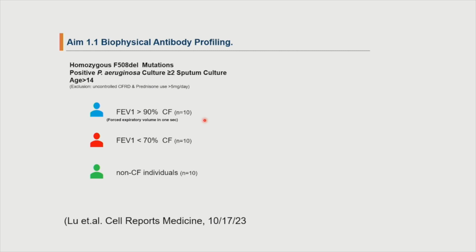So we decided to take a serum approach because obviously, since we were getting B cells from patients undergoing bronchoscopy, that's a clinically biased population, right? It's patients requiring clinical bronchoscopy, so it's skewed. And so this is the reason why we chose serum or plasma, and we basically had pre-specified criteria. So basically, homozygous F508del, age greater than 14, at least 2 positive sputum cultures for Pseudomonas, and then lung function above 90%, FEV1 above 90%, or FEV1 less than 70%, and then we had a series of non-CF controls.